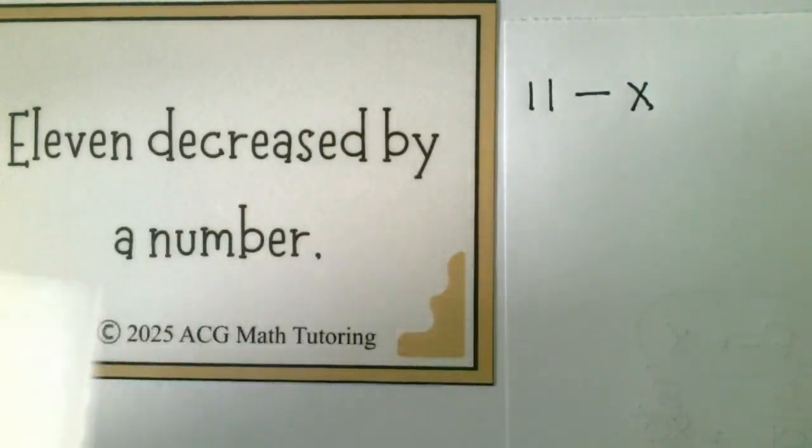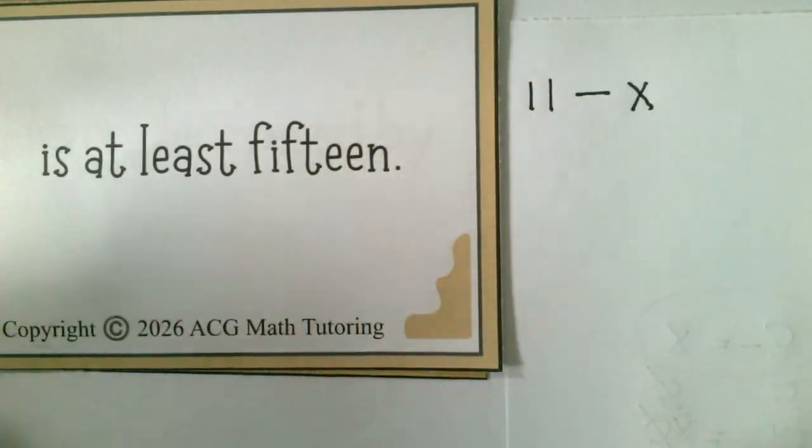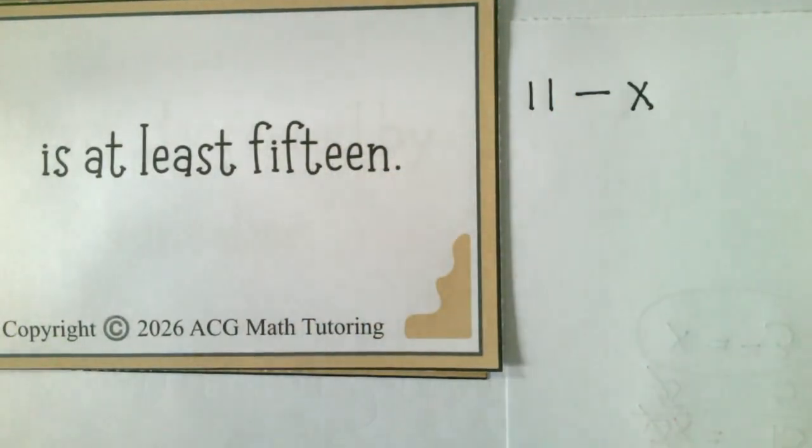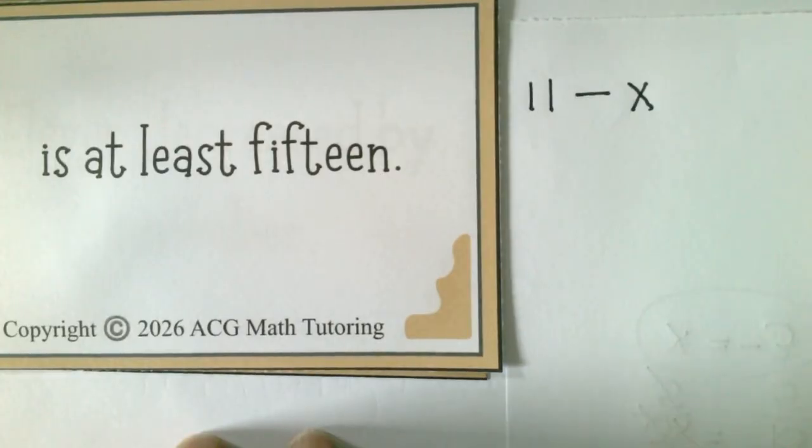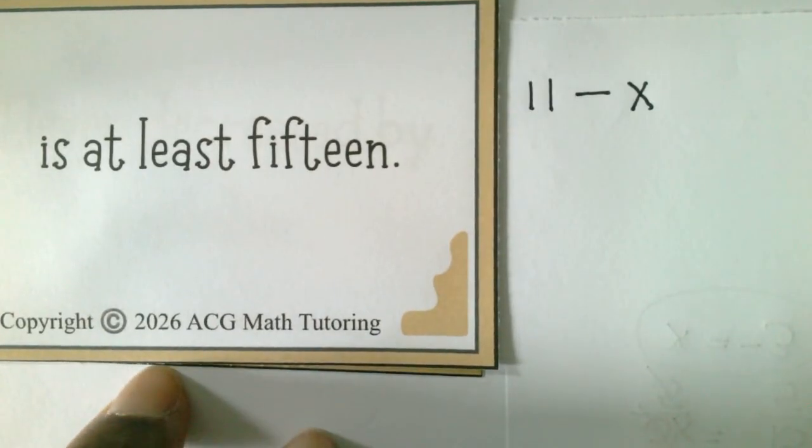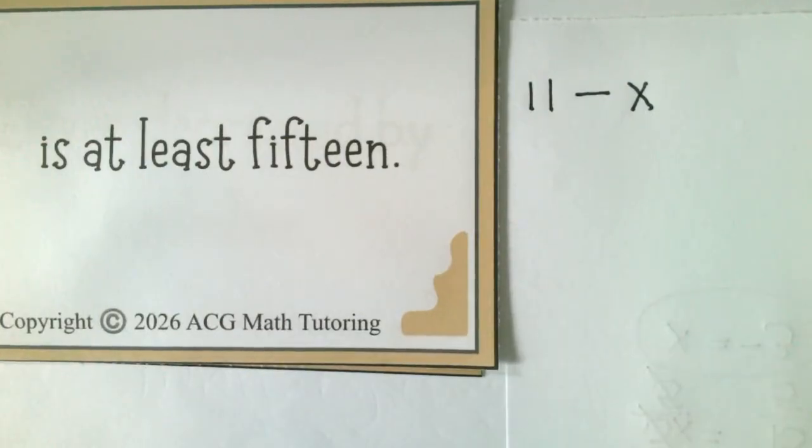Let's see what we got. So we're going to extend this. Is at least 15. Is at least 15. Okay, Clement and Rachel, thank you so much. Is at least 15. What does that mean? How can I translate that into verbiage?